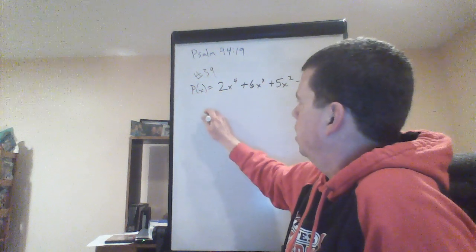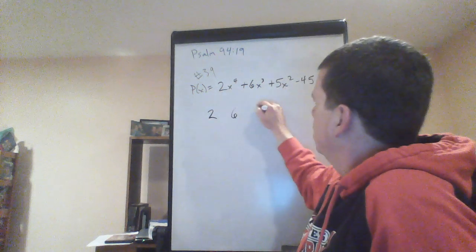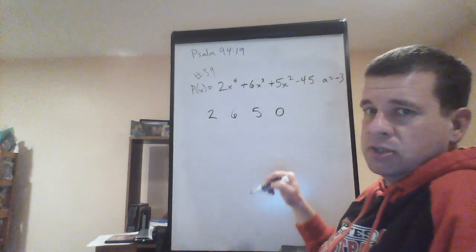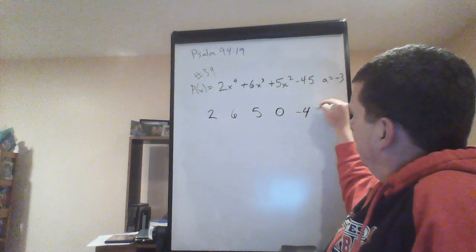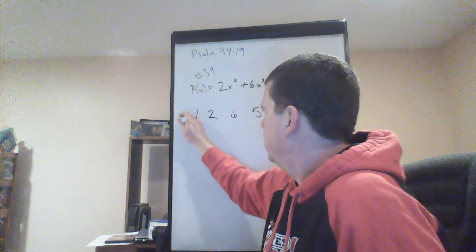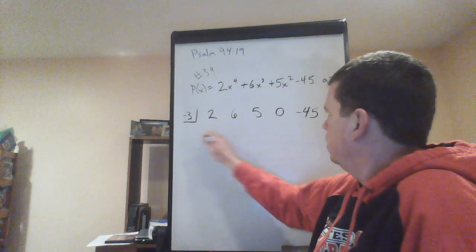So again, just focusing on my coefficients, I got 2, 6, 5. They left out an x, so I've got to put a 0 in there, and then the -45. All right, and now I'm going to divide that thing by -3.